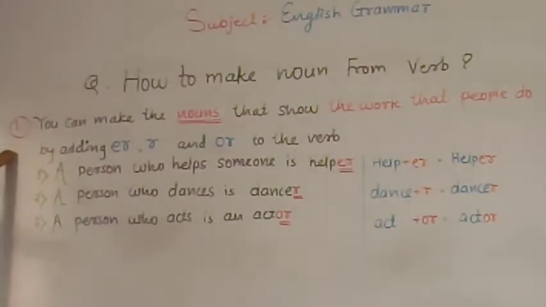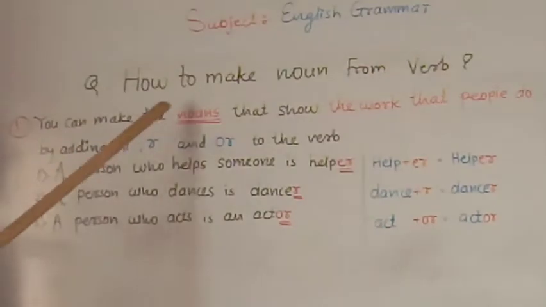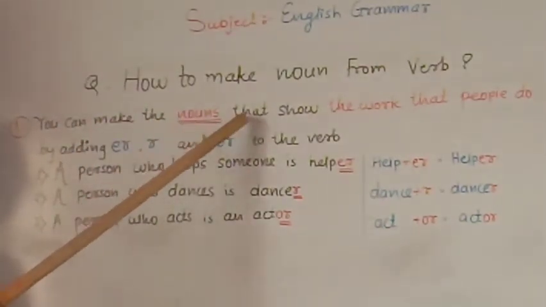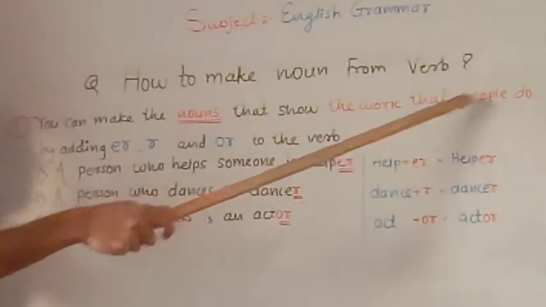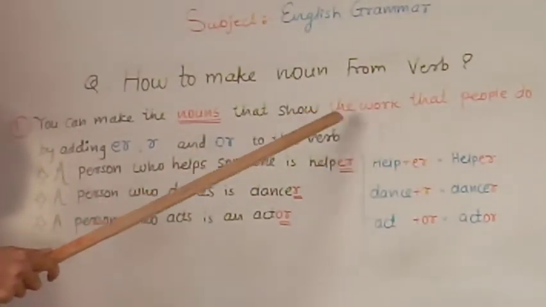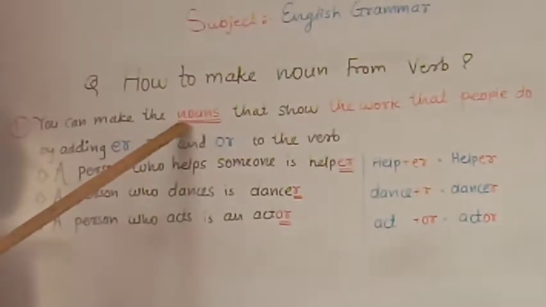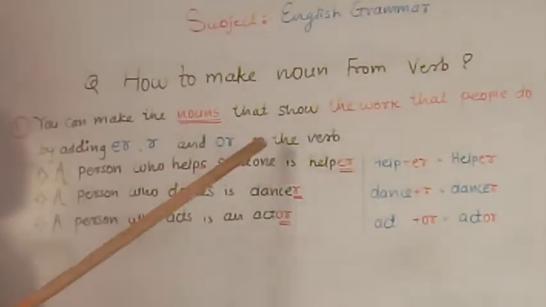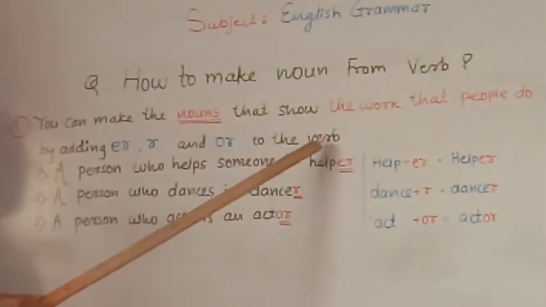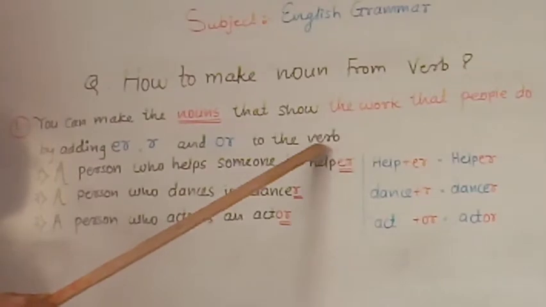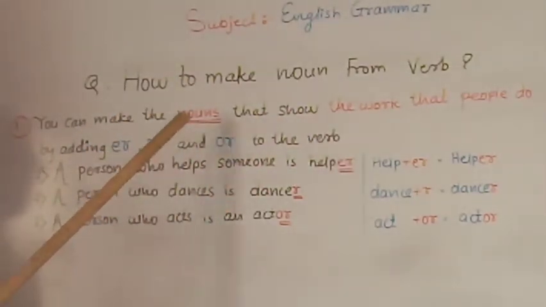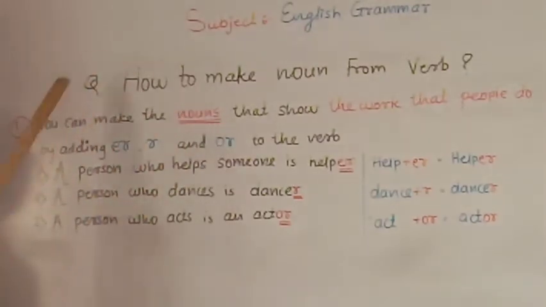Let's see here. First point, you can make the nouns. आप noun बना सकते हो that show the work that people do. जो लोग काम करते हैं उस प्रकार का नाउन आप बना सकते हो by adding er, r and or to the verb. इसके लिए आपको क्या करना पड़ेगा? वर्ब को, एन एक्शन वर्ड को क्या ज्वाइन करना पड़ेगा? er, r और or. So one more time I am going to repeat here.